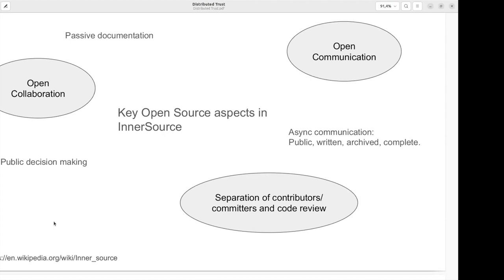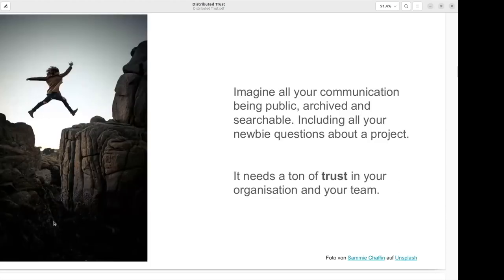And most scary of all, we have to do that in an asynchronous way, in a public, written, archived, and complete communication medium, where everything you've ever written, every little newbie question you've ever asked, will be archived and will be searchable in the future. Imagine all of your company communication being publicly archived and searchable within the firewall of your company, including all your newbie questions, including all your, oh my gosh, I totally got that communication thread wrong. It needs a ton of trust in your organization and in your team for people to do that. And that's why today we are looking into generating more trust within your team and within your organization.